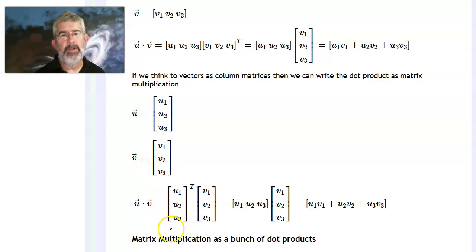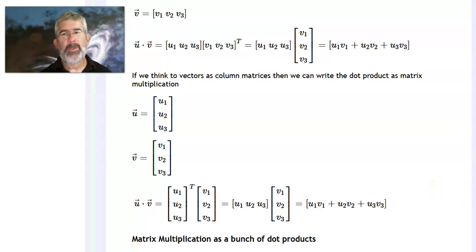Likewise, if we think of them as column matrices, so u1, u2, u3 written as a column and v1, v2, v3 written as a column, then I claim that the dot product can be written as the transpose of the first one times the second. Notice that when you take the transpose of the first one times the second, it looks just like it did up here, and of course you're going to get that same result, u1v1 + u2v2 + u3v3. So there is the dot product written as matrix multiplication.